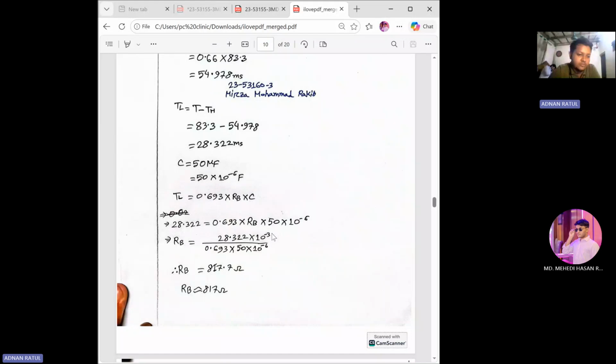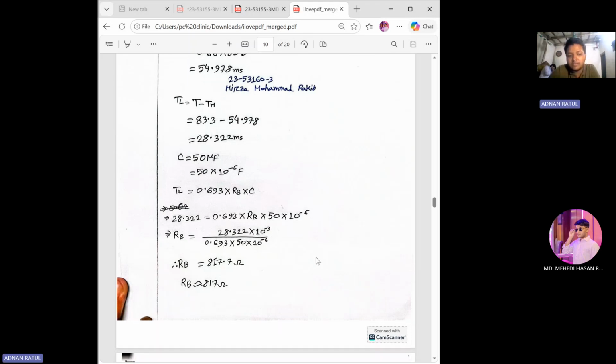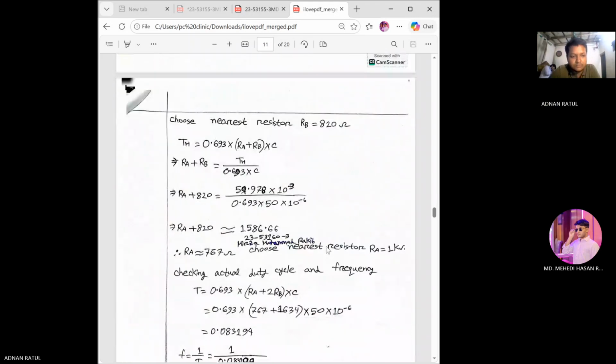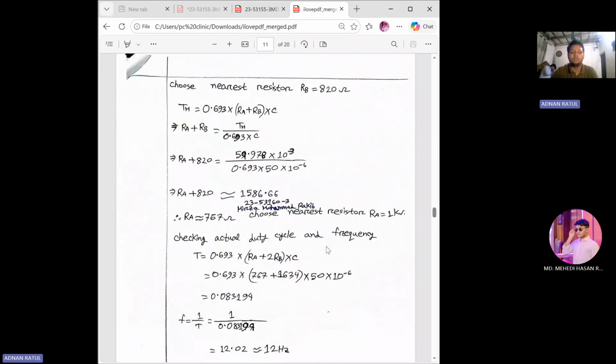Equals to 0.693 into RB into C. Then we get the RB frequently 817 ohm. Choose the nearest resistor. I choose the nearest resistor. RB is equals to 820 ohm.